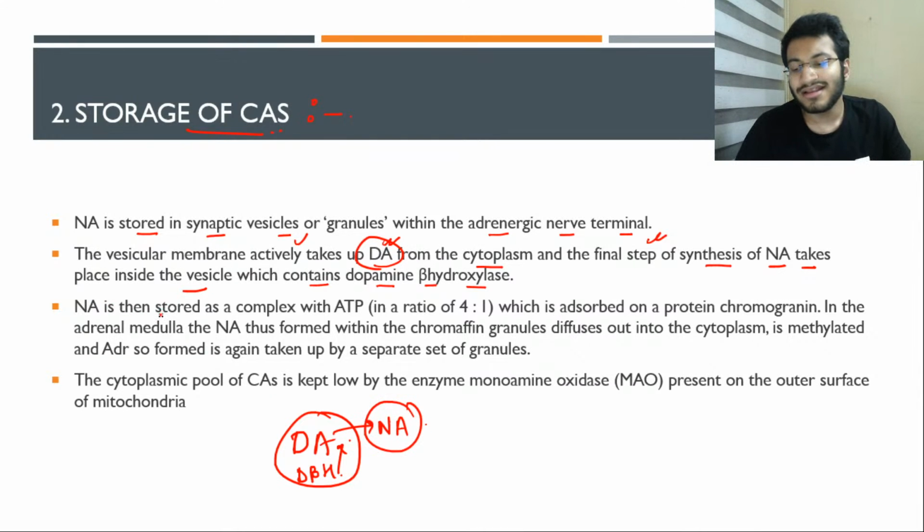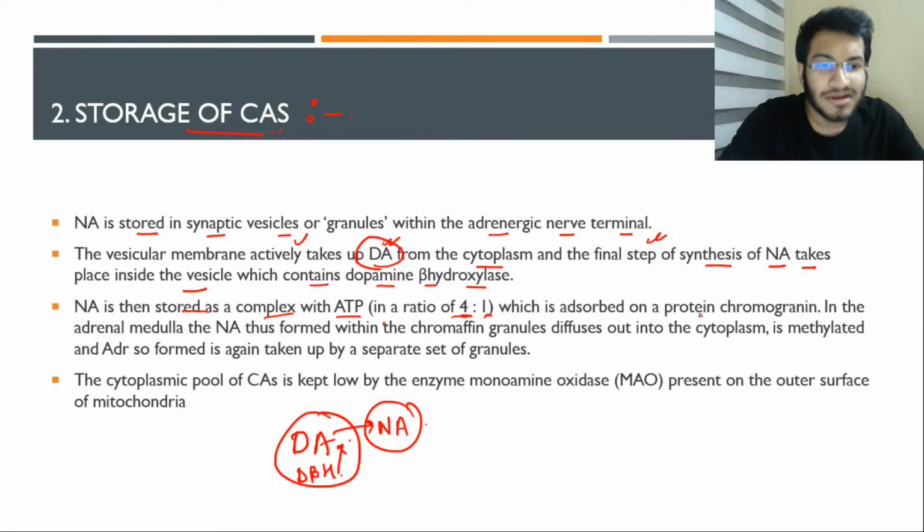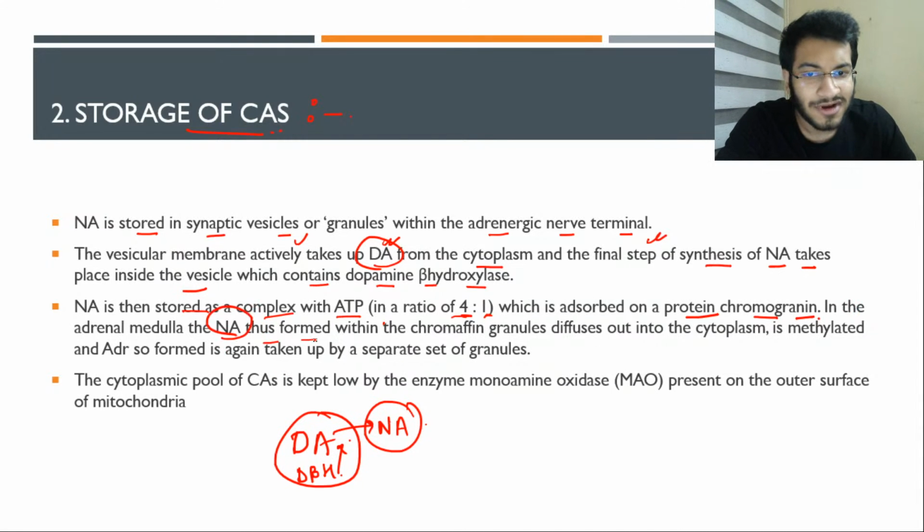and it converts it into noradrenaline. And noradrenaline is then stored as a complex with ATP in a ratio of 4:1, which is absorbed on a protein chromogranin granule. And in the adrenal medulla, the noradrenaline thus formed within the chromaffin granules diffuses into the cytoplasm and is methylated, and adrenaline is formed, and that is taken up by a separate set of granules.